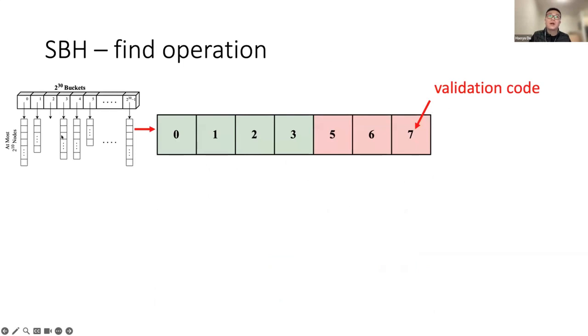Then we go into this bucket. We may observe there are already some elements there. The numbers shown here are just the validation codes of the elements inside this bucket. Suppose this is a find operation. We can simply do a binary search on the sorted array of elements to locate the right information we want.